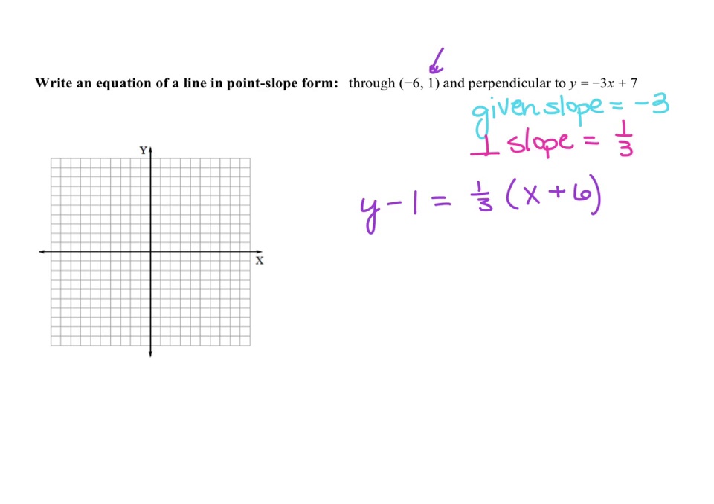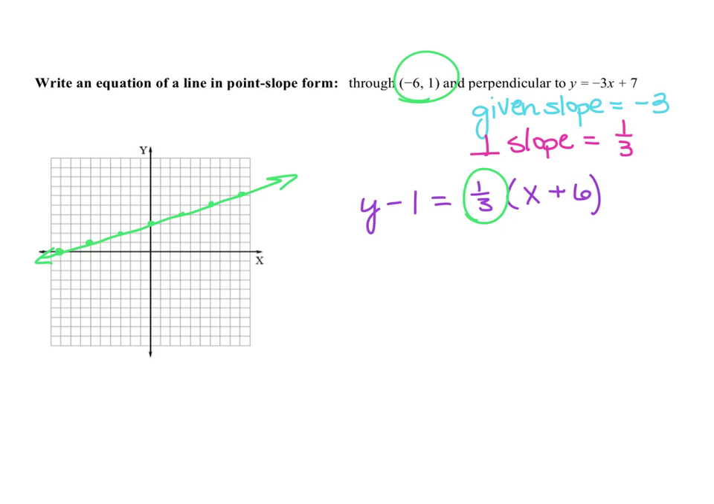Now, in order to graph that, you could simply start at the point (-6, 1). Put you right there. And then the line perpendicular to the one that was given, remember, had a slope of 1/3. So from that point, if we go up 1 over 3, up 1 over 3, up 1 over 3, and so on. We could also go down 1, left 3. And there's our line.